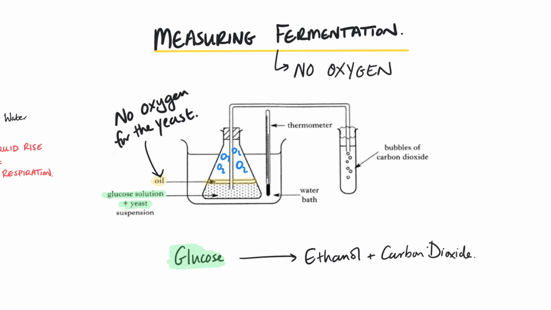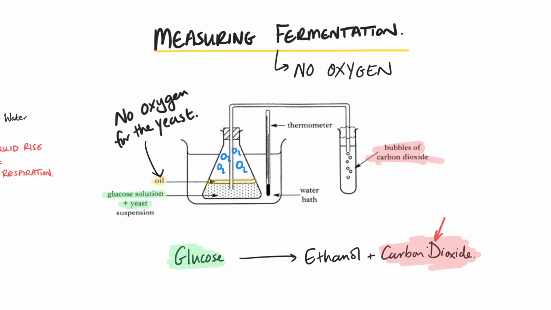You will see that out of the conical flask we have got another little tube that is feeding into a boiling tube where it says bubbles of carbon dioxide. So compared to the last experiment with the respirometer, where we were looking at how much oxygen is being used up, in this one we're looking at how much carbon dioxide is being given off. So we're looking here at the products of fermentation.